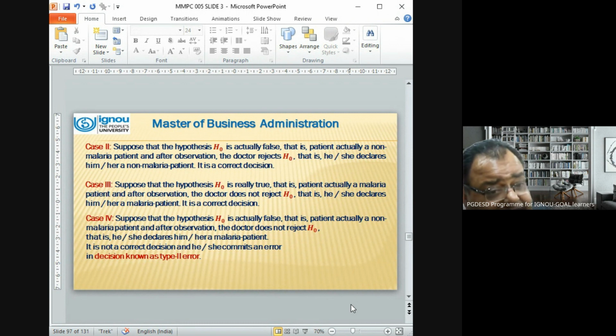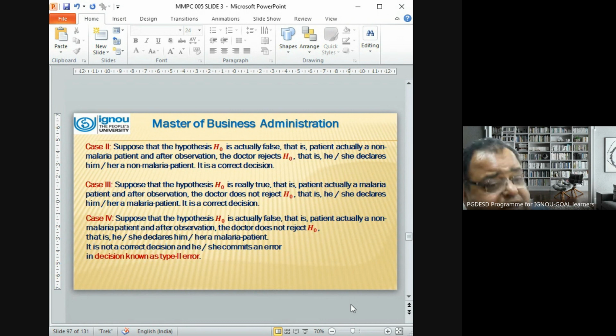Case 3 is, suppose the hypothesis H naught is really true. That is, the patient is actually a malaria patient, and after observation, the doctor does not reject H naught. That is, he or she declares him a malaria patient. It is a correct decision.